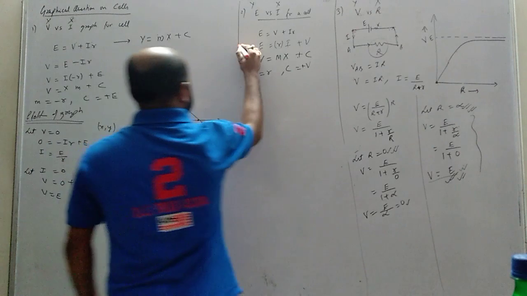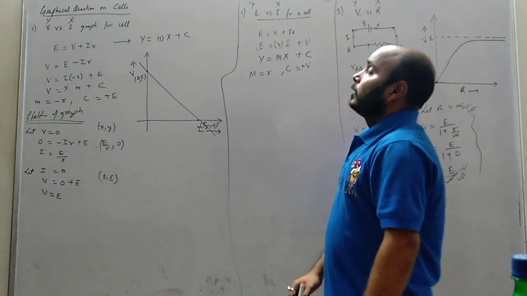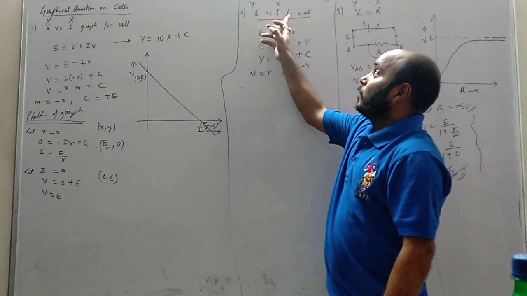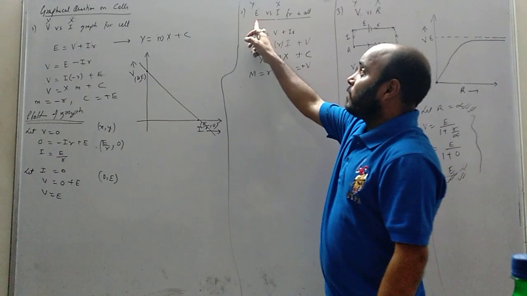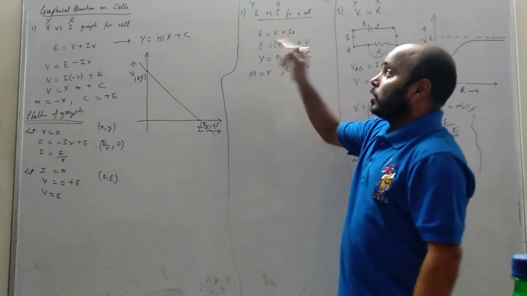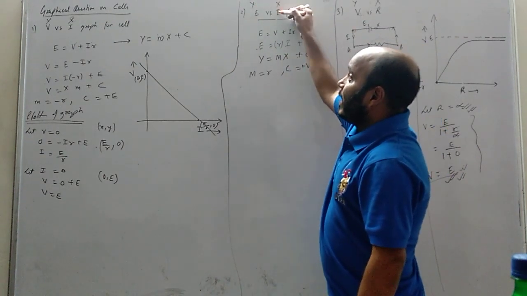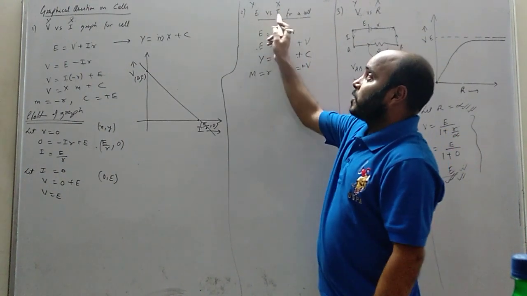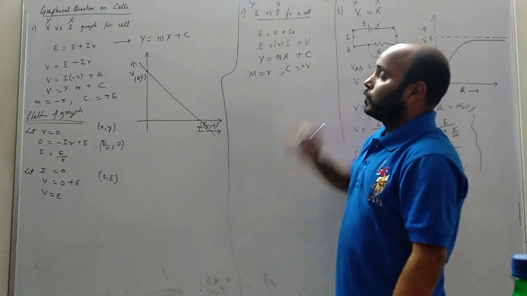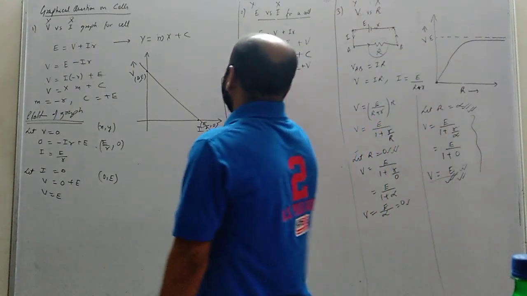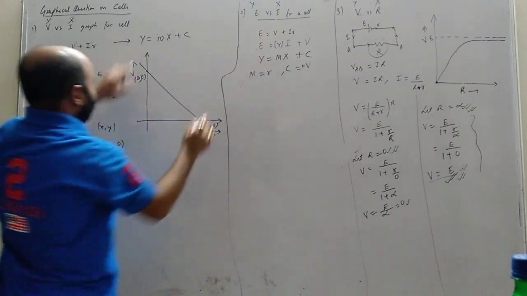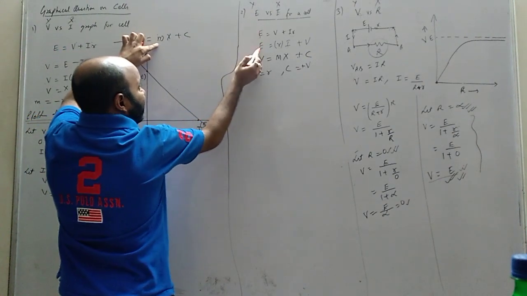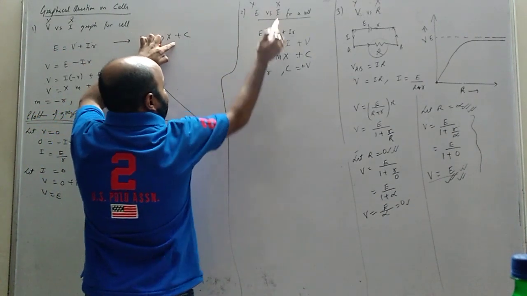Now in the next question, we need to draw a graph of EMF of the cell versus current for a cell. So now my y-coordinate is E and my x-coordinate is I. Understood? So we need an expression combining E and I. We have written E equals V plus IR. Now we need to convert this into the form y equals mx plus c. What is the y-coordinate? E. So E will remain here, plus mx, where x is I.